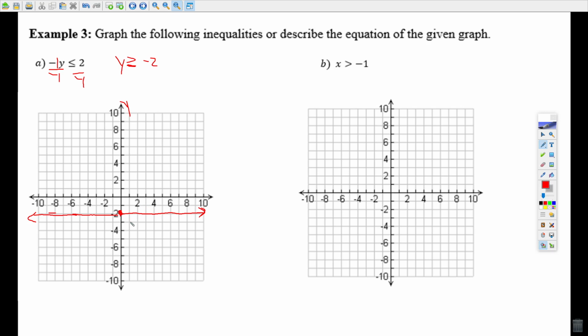And then you can choose a test point, or just notice, hey, y is by itself. It says greater than. It should be above the line. If I choose a point like 0, 0, that means this should be a true statement. So if you plug in 0, well, we only have one variable. We're going to plug in 0 here. 0 is greater than -2. That is absolutely true. So you would shade above. So we can do that here.